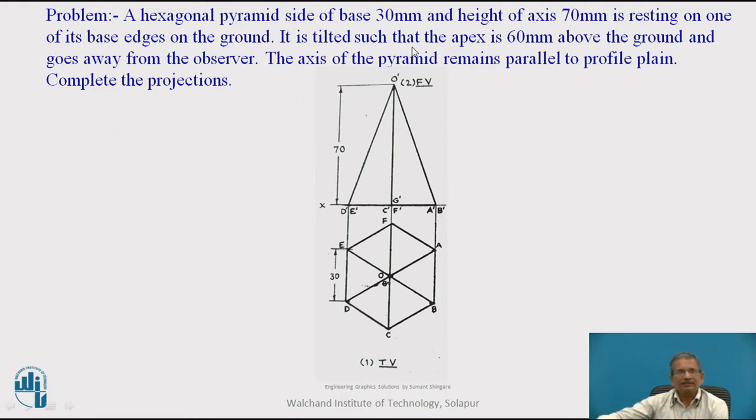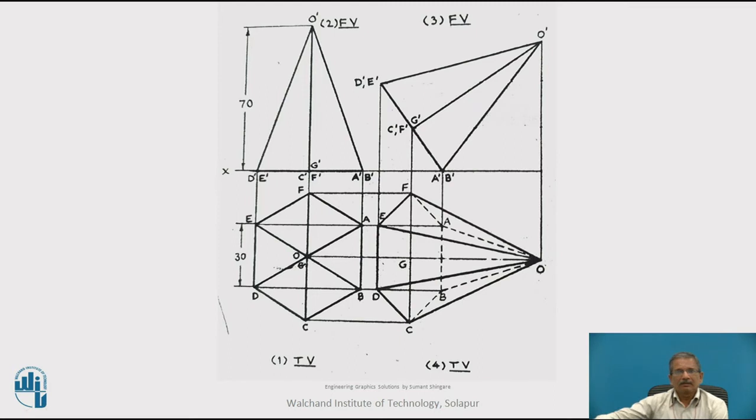Now, it is tilted such that the apex is 60 mm above the ground. So, now the apex is visible here in the front view. Now we have to tilt it such that the apex is 60 mm above the ground. So, let us go to the second stage. Now, see, I have redrawn the front view of the first stage as the second stage, such that this apex is 60 mm above the ground.